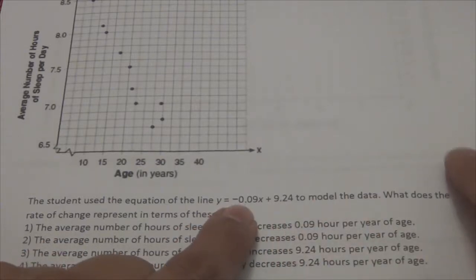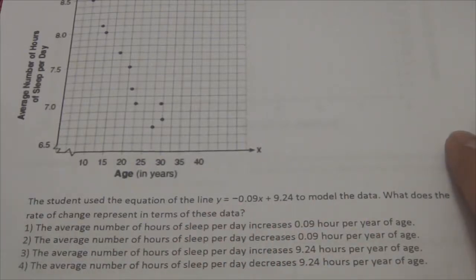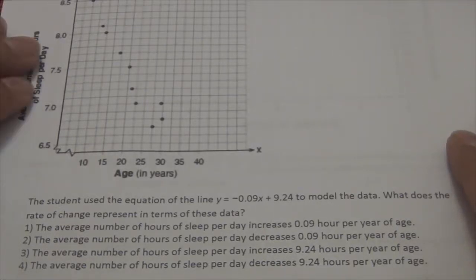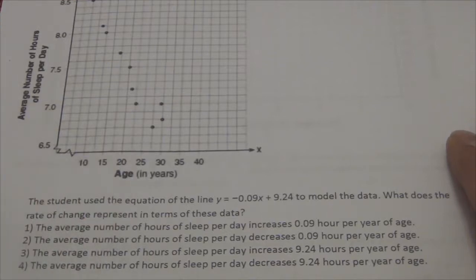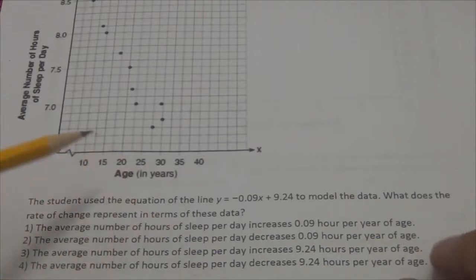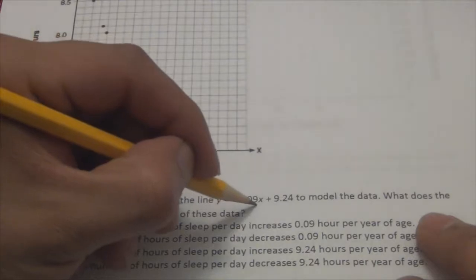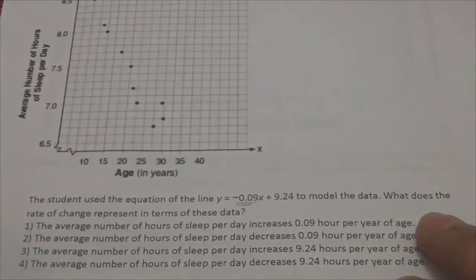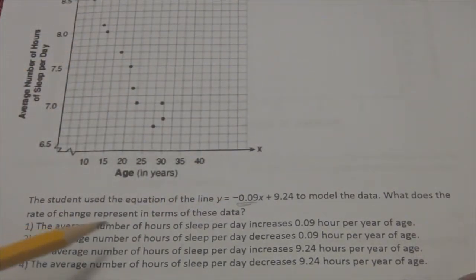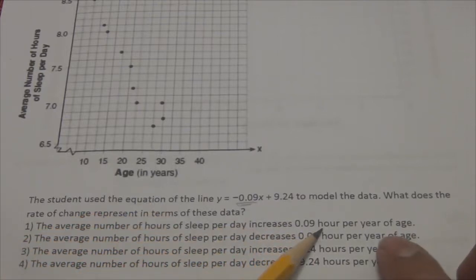This is the rate of change. All right, and we're talking about average number of hours of sleep per day, and we're talking about the age in years. So let's talk about it. The rate of change is another word for the slope. So what does this number represent? It says the average number of hours of sleep per day increases by 0.09 hour per year of age. No, this is negative. It does not increase.